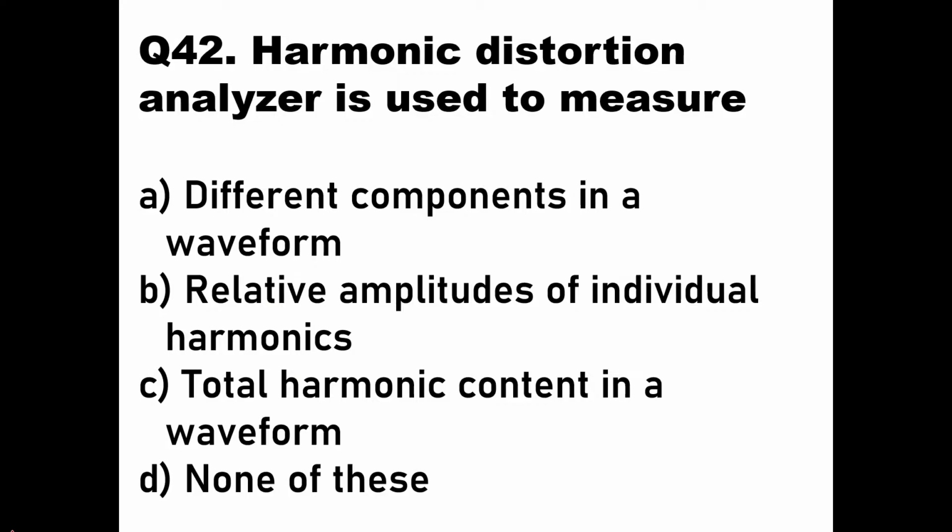So next, question number 42. Harmonic distortion analyzer is used to measure. Harmonics are the multiples of the fundamental frequency, and distortion is caused by those multiples. To analyze that, we need to know the total harmonic content in a waveform. So option C will be the right answer: total harmonic content in a waveform. Then we'll go to the next question.